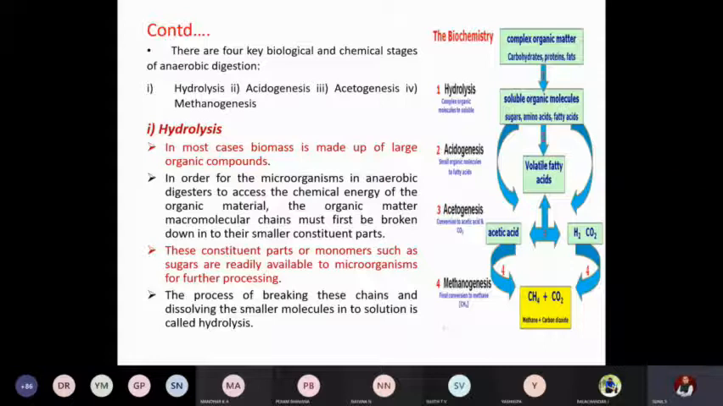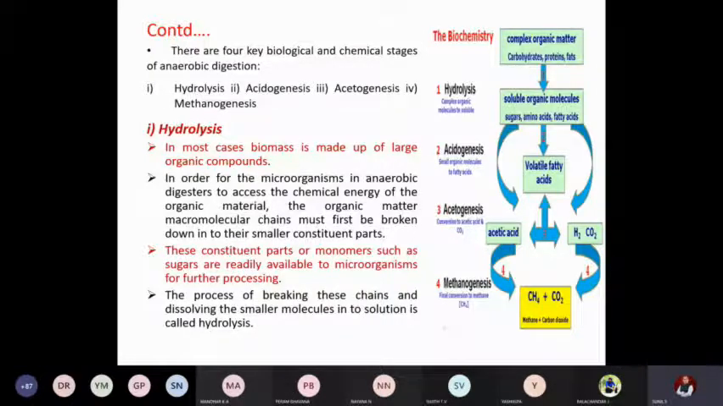So the first step is that the macromolecules, the large organic compounds I mentioned, are broken into small components. When they are broken into small components, they will be readily accessible for the microorganisms to ferment and release the gas. So the first step is that large components are broken down into small components.